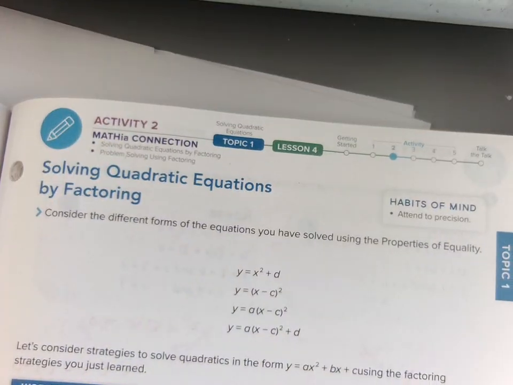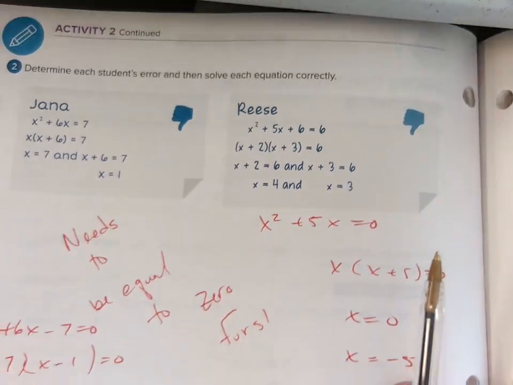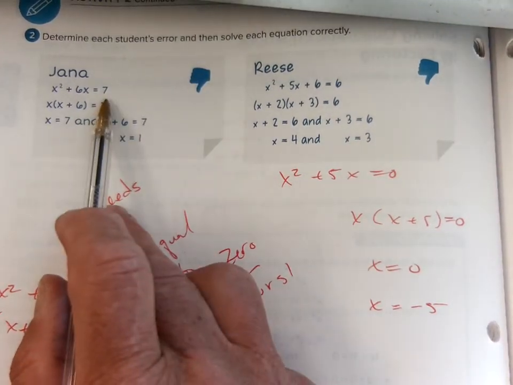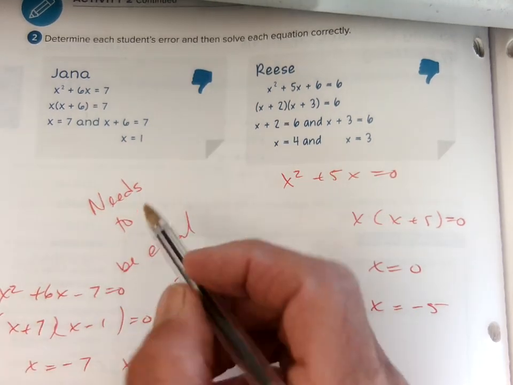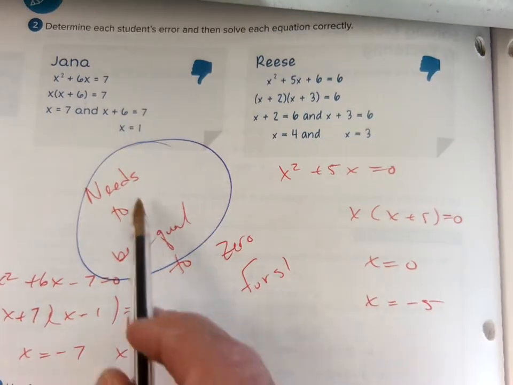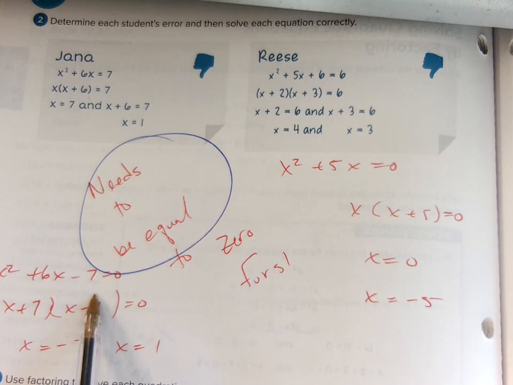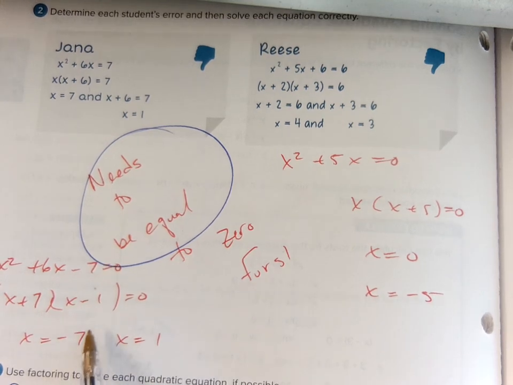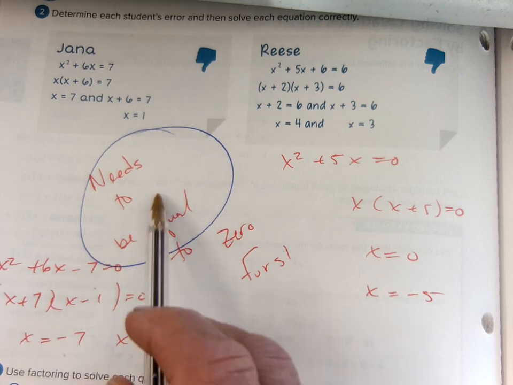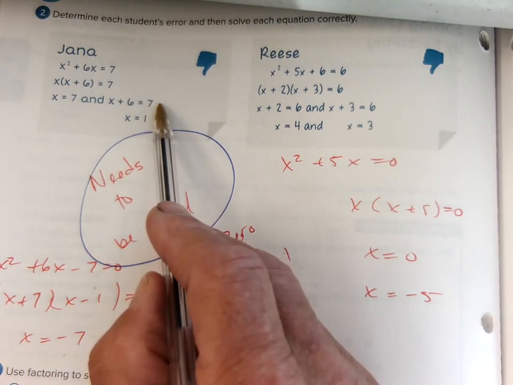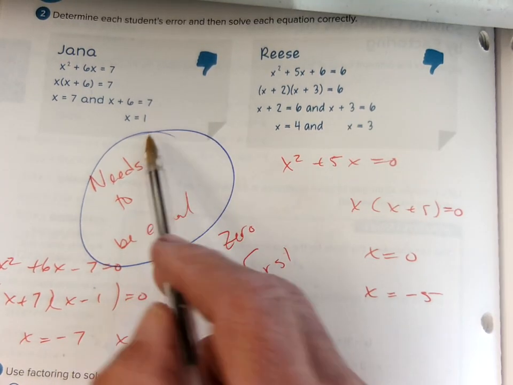So if we turn to the next page, we see Jana and Reese. Well, what were their mistakes? Well, first of all, Jana didn't even bother. She just went in common factor, but it must equal 0. So once she brought the 7 over by subtracting the 7, then they were able to factor it and get negative 7 and 1, which is totally a different answer. She got 7 and she got 1, okay?